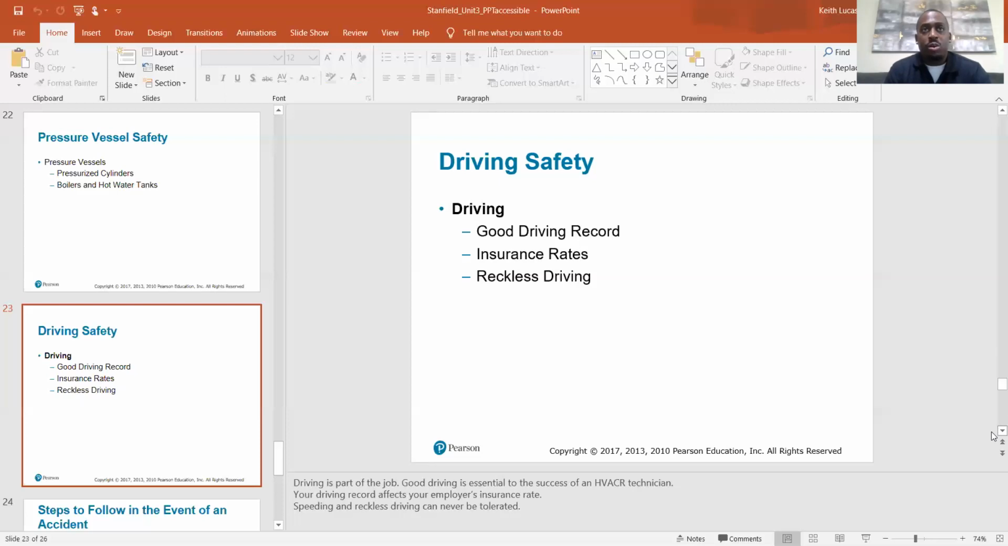There are a lot of small companies that bend the rules and turn a blind eye to a lot of things because they just need a guy. But don't bank on that. As a service tech, you want to be as clean as you can when it comes to your driving record.